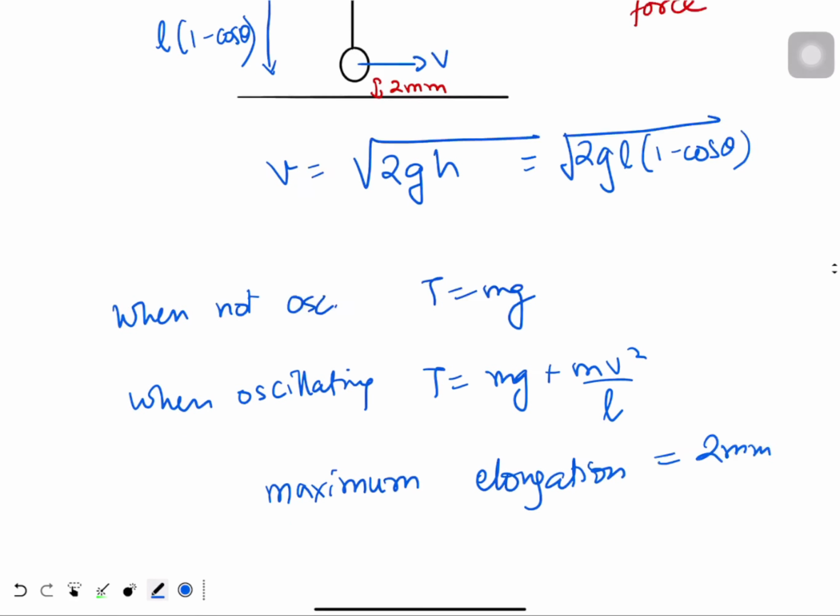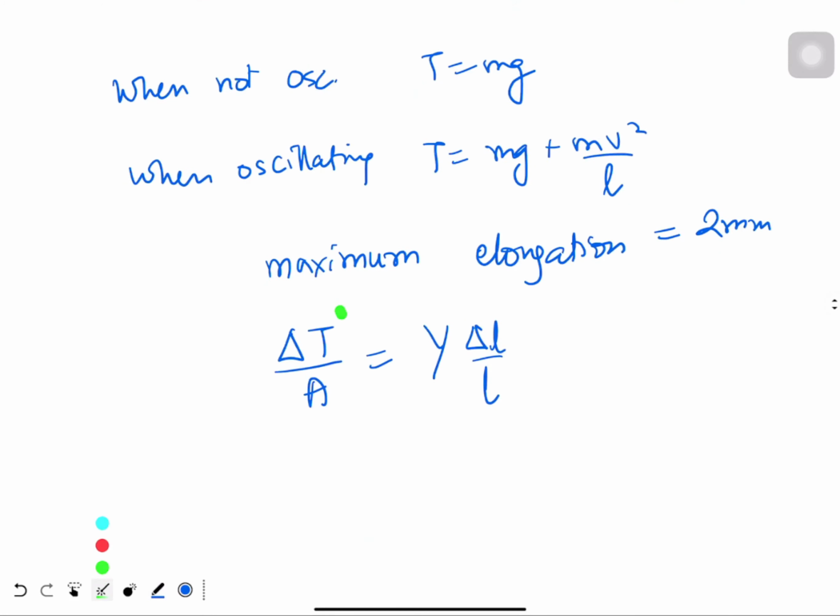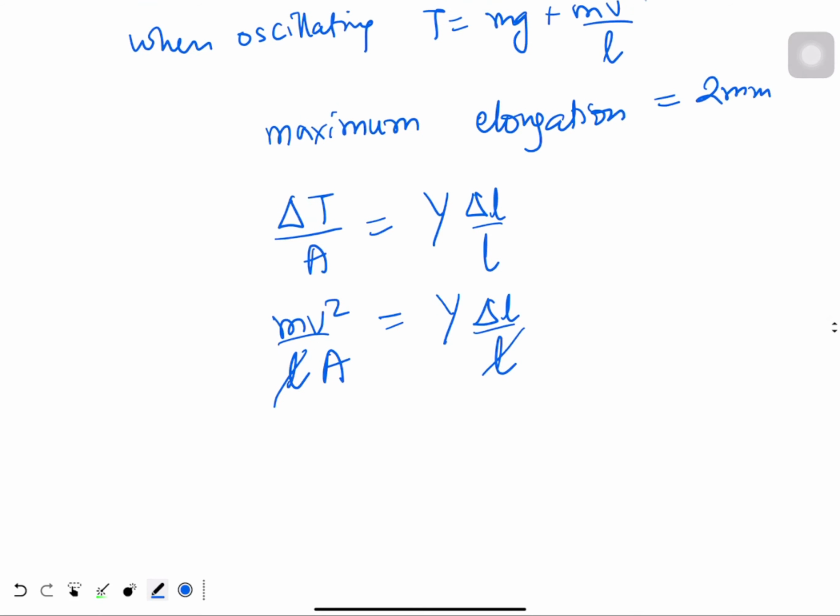So this is the change in tension, mv square by L, and it is creating this elongation. So just apply Hooke's law for this. Delta T divided by area equal to Y delta L by L. So delta T will be mv square by L, times area, will be equal to Y, and delta L is 2 millimeter. We will put the value later on. Divided by L. So this L will get cancelled out. So we'll get V square equal to YA delta L by M.